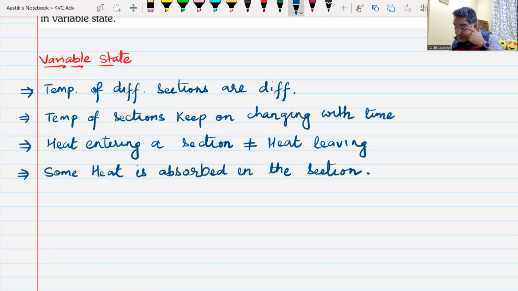Some heat would be absorbed in the section, and that heat will raise the temperature of that section, and therefore the temperature of the section will keep on changing. Do we understand this variable state? Yes, sir. Now after variable state, what happens is you have something known as a steady state.